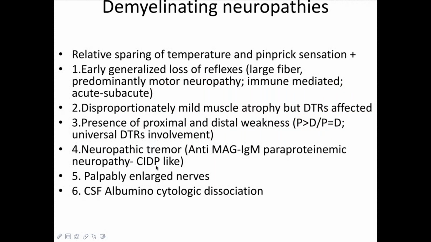Neuropathic tremor might be there in some diseases like CIDP. You can forget this or skip this. There might be palpable enlarged nerves, however, sometimes infiltrative disorders are there, and in CSF there is an albuminocytological dissociation. So GBS is a prototype demyelinating neuropathy, but that is acute. GBS is called AIDP, acute inflammatory demyelinating polyneuropathy. So remember, in the first chart which we used, the prototype was GBS. So remember GBS, remember demyelinating polyneuropathies.